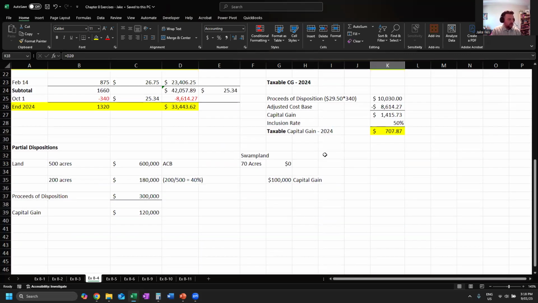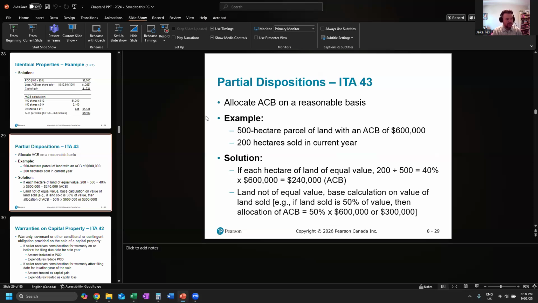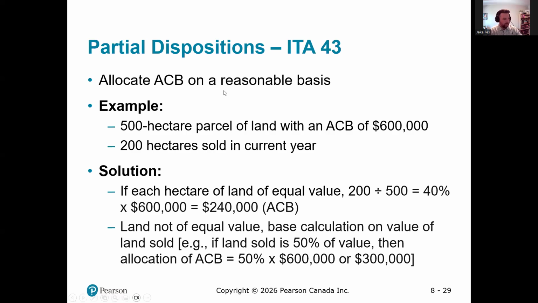The textbook also goes into partial dispositions. Do we have a slide on it? Yeah, I'm going to get partial dispositions out of the way as well. Sometimes maybe you bought something and you don't sell all of it. So we sold a piece of land that was 500 hectares. We sold only 200 of it.